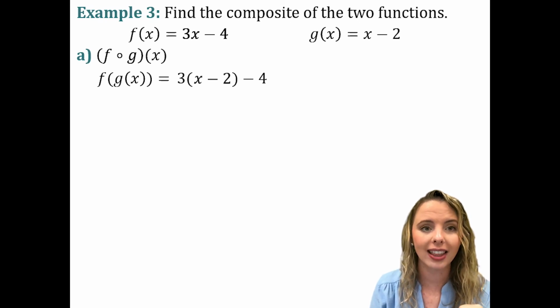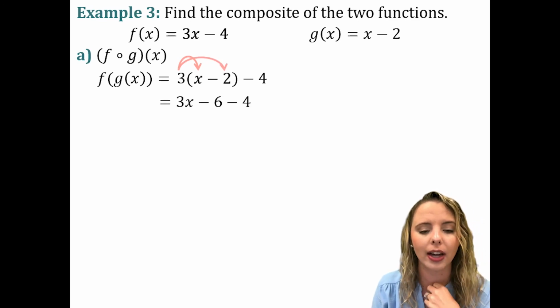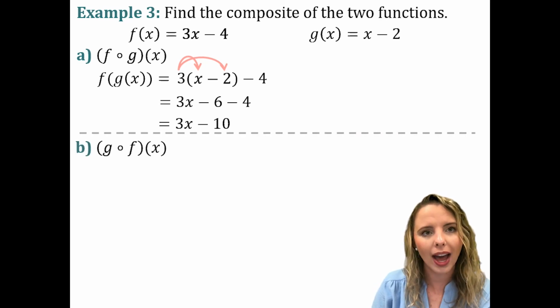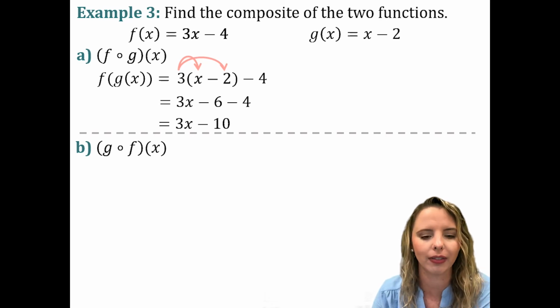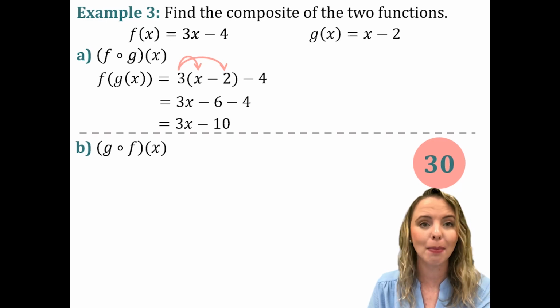Now, to simplify this, we have to distribute our 3. 3 times x is 3x, and 3 times negative 2 is negative 6. And then we bring down our negative 4. Simplifying, we get 3x minus 10. Now, what about if it says g of f? You're going to try it. We're leaving the example above so you can reference it, but you have 30 seconds beginning now.